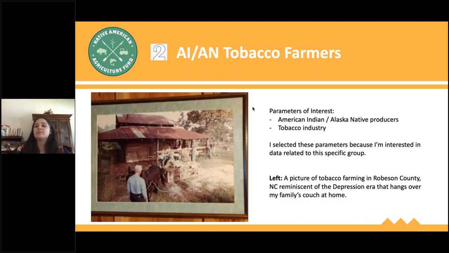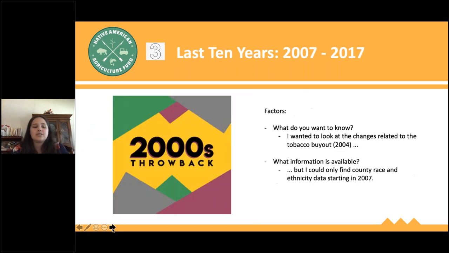Number two, figure out some parameters. What do you want to zero in on? I've chosen two parameters. That's American Indian, Alaska Native producers, because that's the category that I would fall into. And quite a bit of the farmers in my area would identify as Lumbee or other tribes. And then tobacco industry. I grew up on a tobacco farm. I remember being in the fields just a little bit. And to the left is a picture of a tobacco farm reminiscent of the Depression era. And this hangs over my family's couch at home. So think about your parameters and list those out.